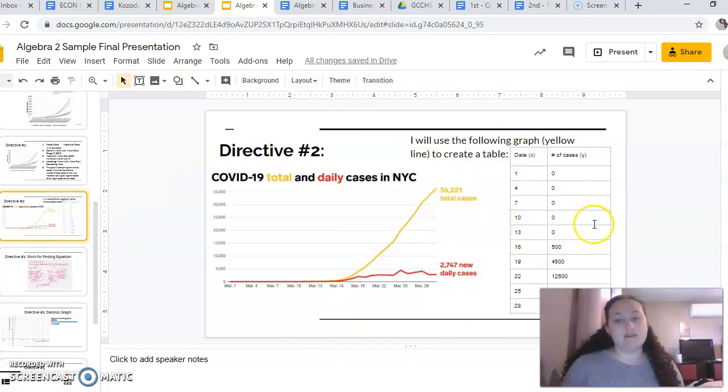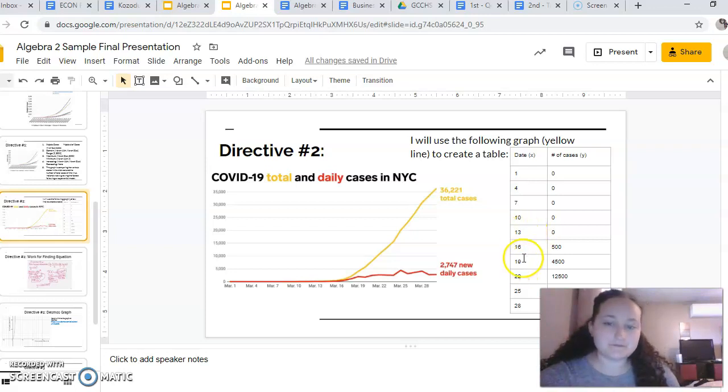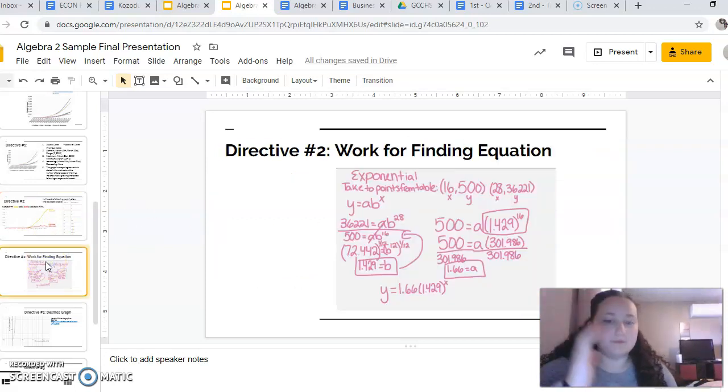Please don't choose any of the points that are 0. Okay, choose 2 different points, just because the 0 is going to kind of mess up a bunch of things, and I don't want that happening. So I chose my coordinates (16, 500) and (28, 36,221). It's always a good idea to choose the last coordinate because that's going to really help you with your prediction. And I put down the 2 coordinates, and this is the general exponential equation, y equals a b to the x. Okay, you've got to solve for a and b.